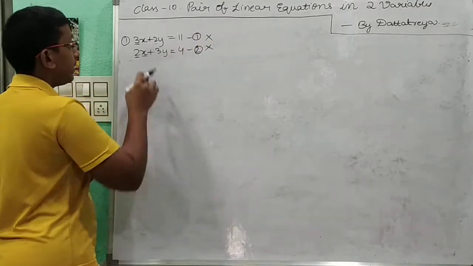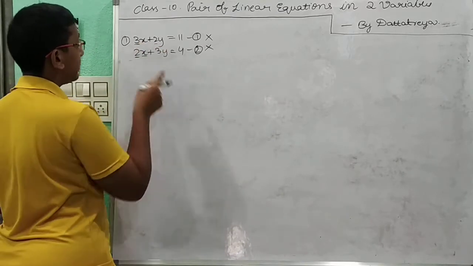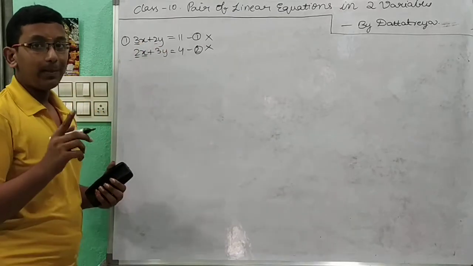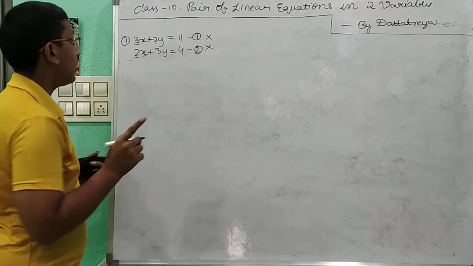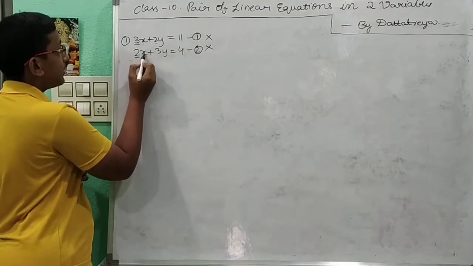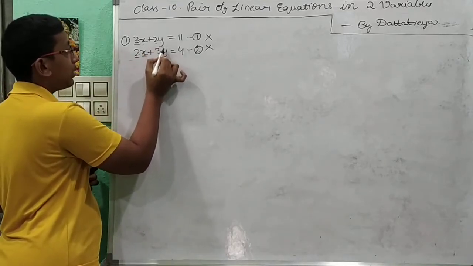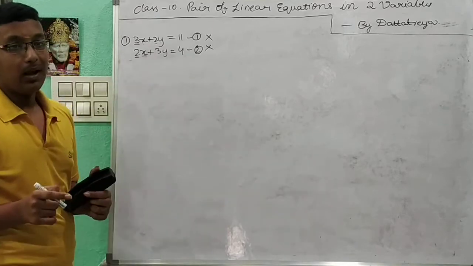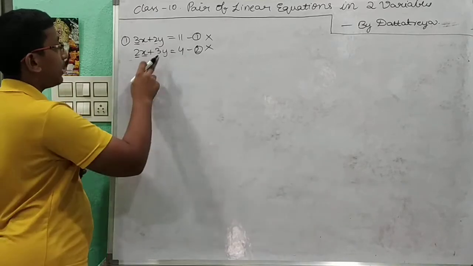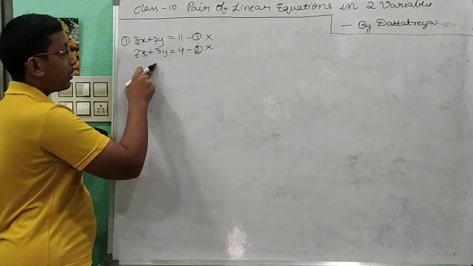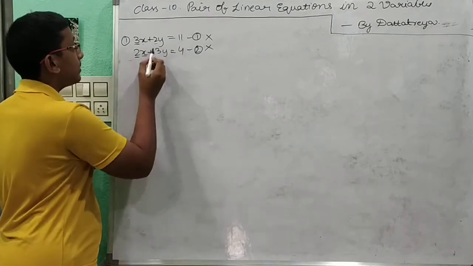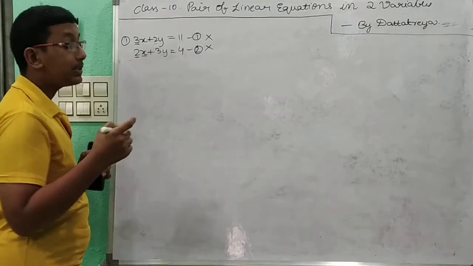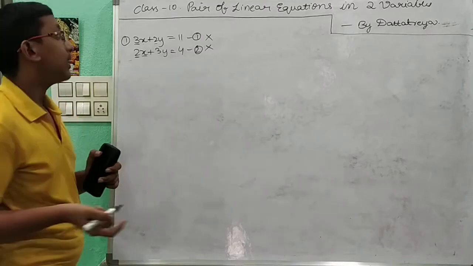Now, if the two equations are given in this way and you should eliminate any one variable, you can eliminate both x terms, or you can eliminate both y terms. In this video, I am going to eliminate y. If I am going to eliminate y, what is the first equation? What is the y coefficient? It is nothing but 2.